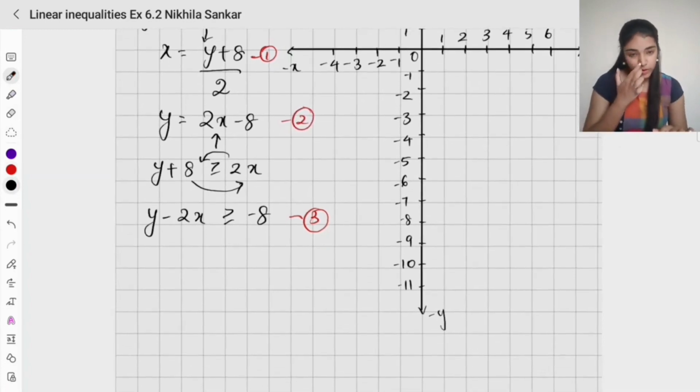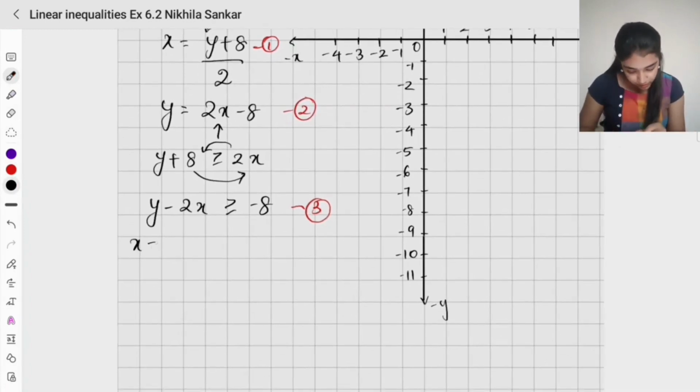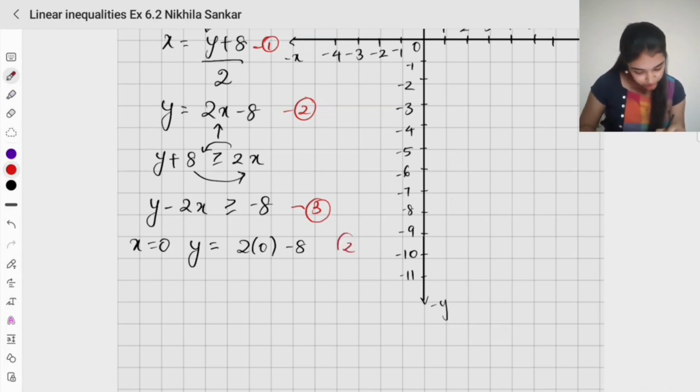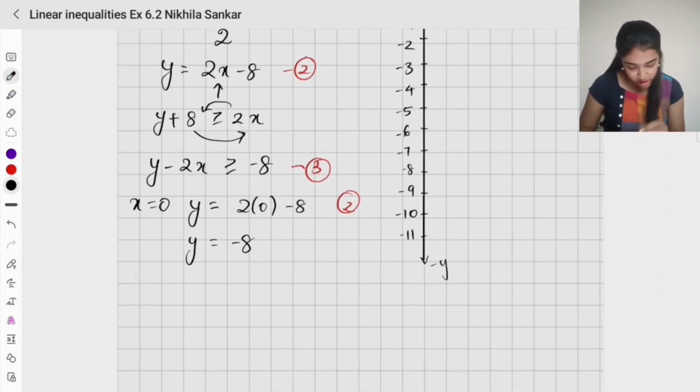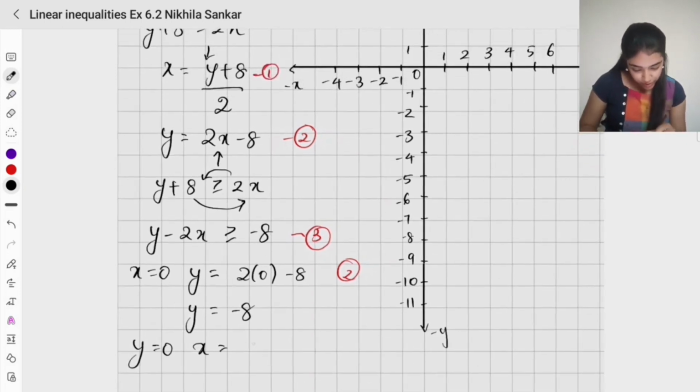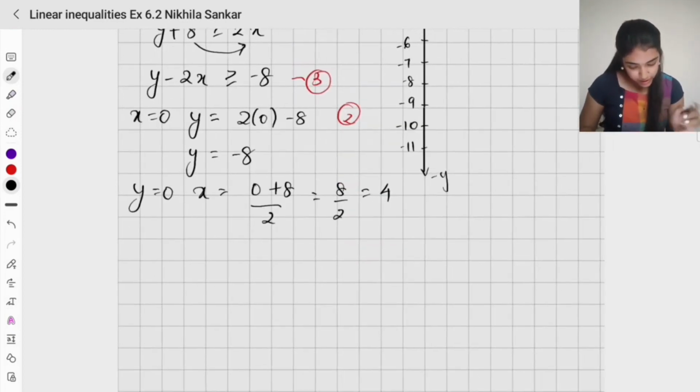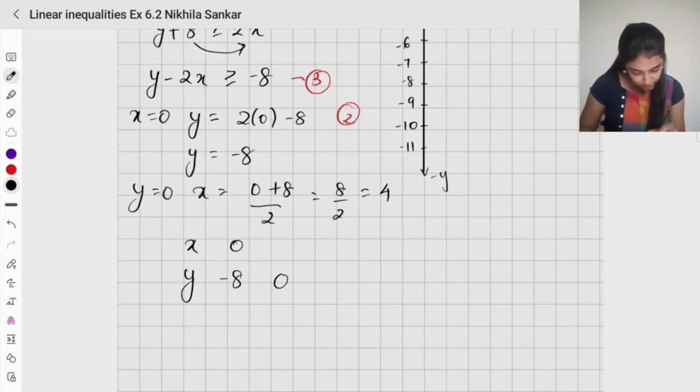Now what I'm going to do, I have to find the value when x is equal to 0. What will happen to my y? Y will be 2 times 0 minus 8. This is in number 2. Okay. So this is going to be y equals minus 8. What will be the value of x when y equals 0? So when y is equal to 0, this is going to be 0 plus 8 divided by 2. 8 divided by 2 is going to be 4. So what is my tabular column? X, y. If x value is 0, y is going to be minus 8. If y value is 0, x is going to be 4.